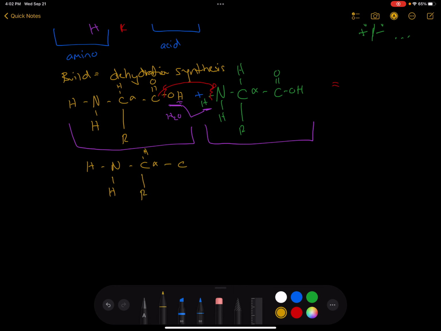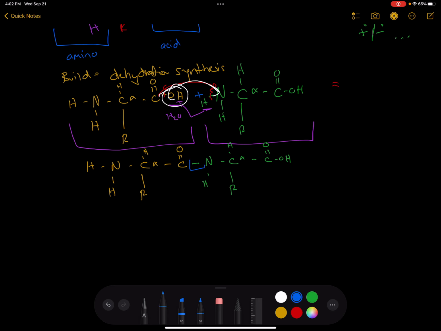And then here's the C from the carboxyl. But now, since that OH is gone right here, I'm going to take this carbon and attach it to that nitrogen. So now, here's my nitrogen. Still has an H, alpha carbon, H, R, and then attach that to carboxylic acid. So now I have two amino acids joined together.